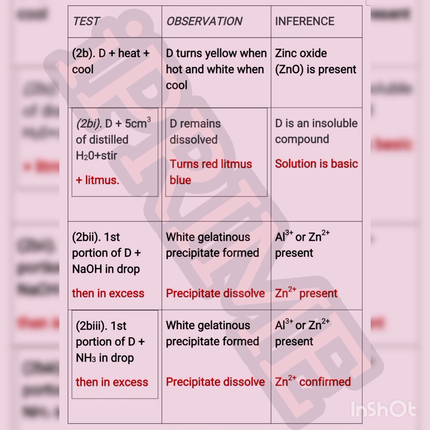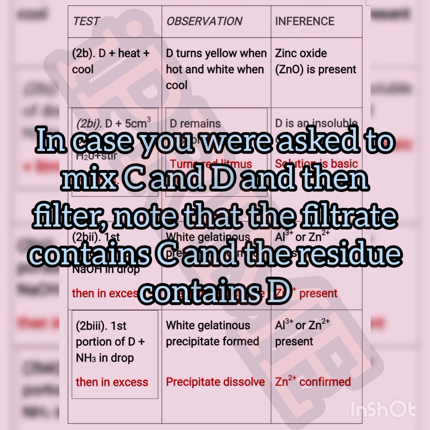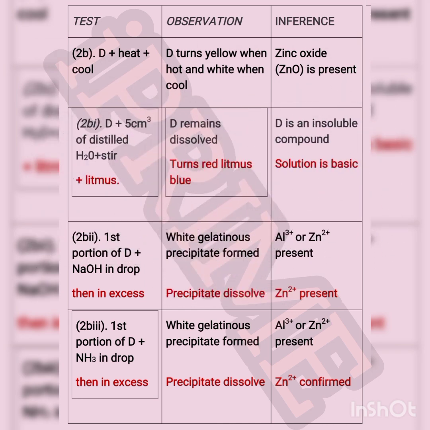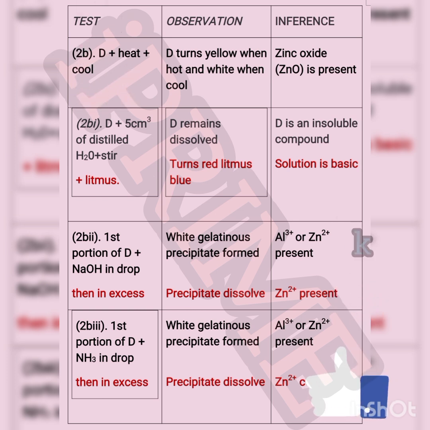So now we have solution D plus sodium hydroxide in drops. We have a white gelatinous precipitate formed. Okay, there's something I haven't said. In case you have been asked, D doesn't dissolve in water. So you can go back to the previous one. That's under our observation: D doesn't dissolve in water. That means D is an insoluble compound. In case you have been asked to dissolve D in water, you should be able to give that account.